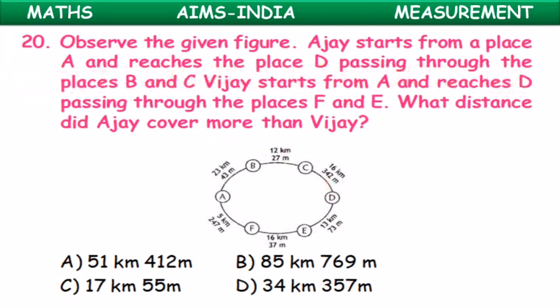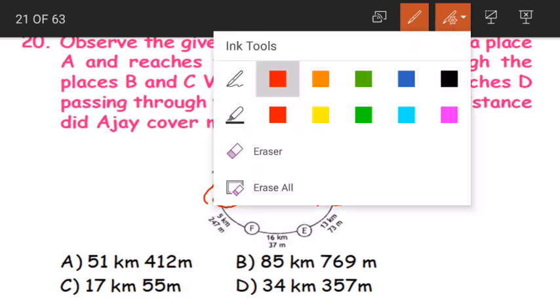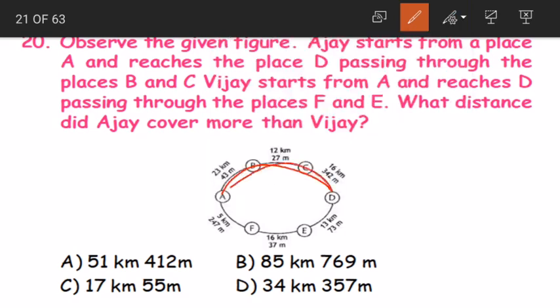Observe the given figure. Ajay starts from a place A and reaches the place D, passing through the places B and C. Understood? What is Ajay doing? Ajay is going in this route from A to D, passing through B and C. Now coming to Vijay, we'll take the red line for Ajay, okay? Now next, we'll take the green line for Vijay. Vijay starts from A and reaches D, passing through F and E. Even Vijay is going from A to D, but he is passing through F and E.